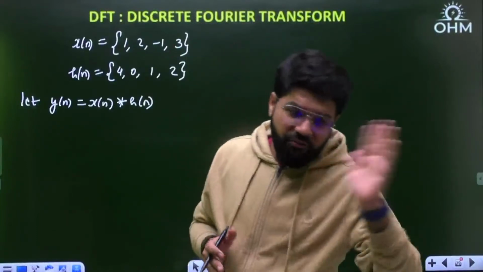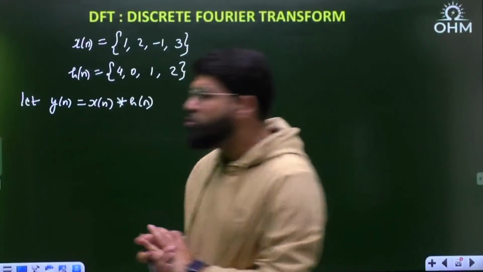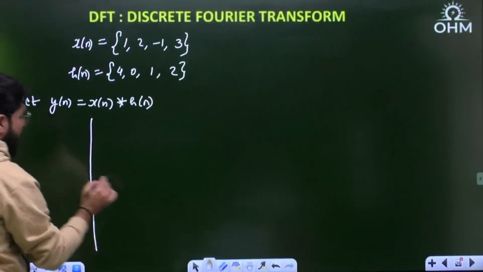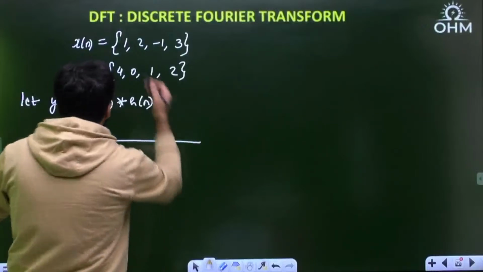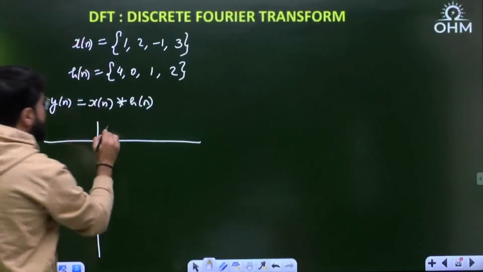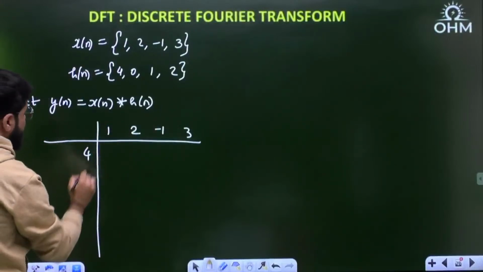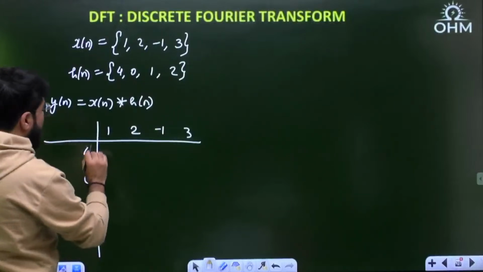If you have followed any of my previous classes, I call it the sum by column method or the tabular method. How do I draw the table? I'll take a table where one signal goes on top, and because convolution is commutative, you can swap them: 1, 2, minus 1 and 3 on the top, and the other on the side. You can exchange them. Now, what is the first row?